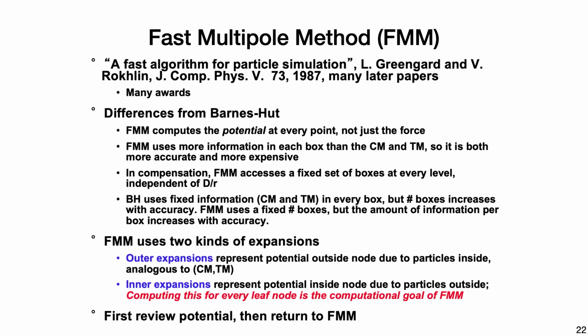And then to maintain the runtime, the FMM uses the quadtree, and it accesses a fixed set of boxes at each level. It accesses order 1 boxes at every level. In Barnes-Hut, how you build the quadtree does not depend on your choice of theta. The quadtree is fixed, but the number of boxes that you evaluate depends on theta. In FMM, it uses a fixed number of boxes, but the accuracy parameter changes the amount of information in each box rather than the number of boxes evaluated. But like I said, they both depend on the quadtree, this hierarchical decomposition, which is a cool idea in scientific computing.